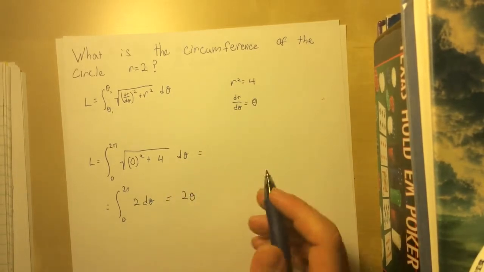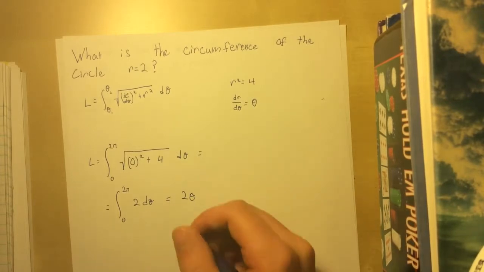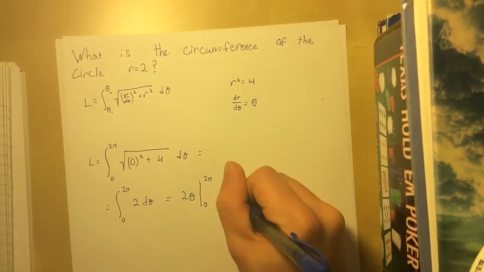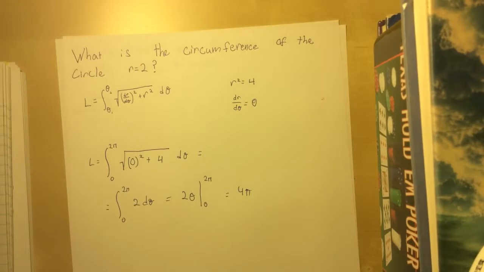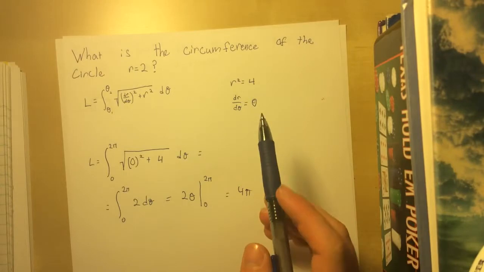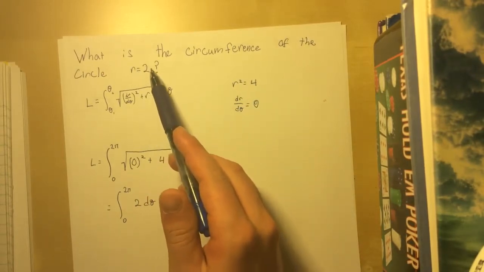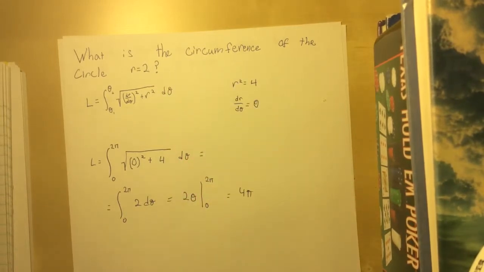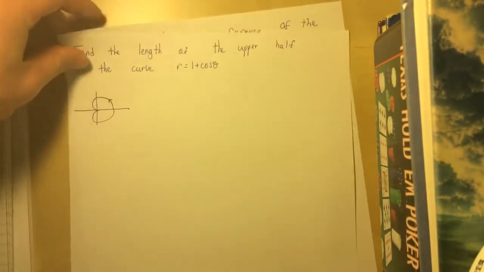2 theta, because 2 is just a constant. Evaluating that from 0 to 2 pi, plug in that, and you get 4 pi. So that's where you come up with the equation for the circumference of a circle. You could actually derive that. If you had r instead of r equals 2, you could actually come up with the equation of the circumference. So that's pretty cool. Let's go to this next practice problem.